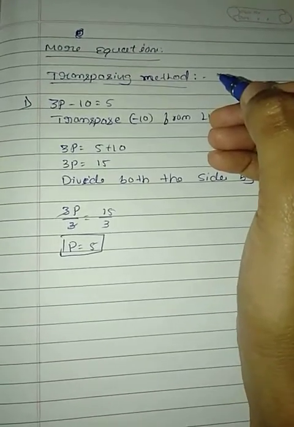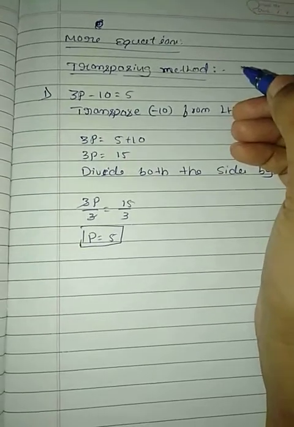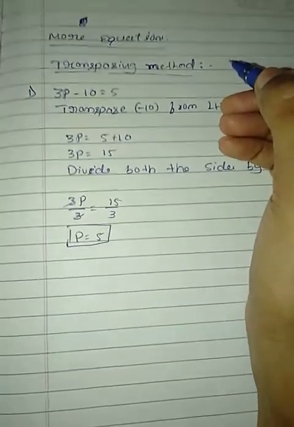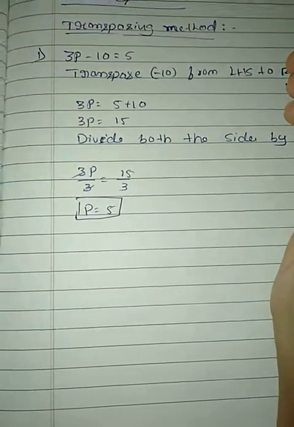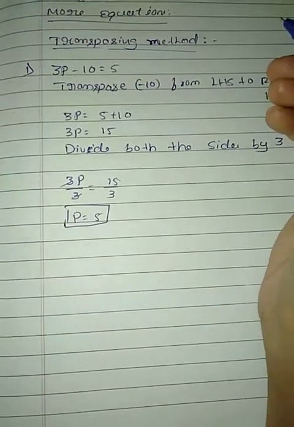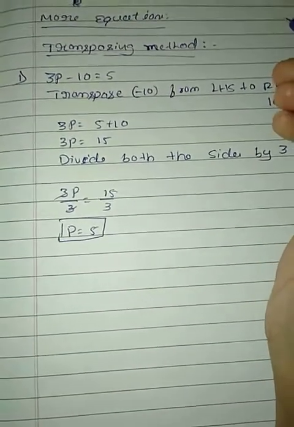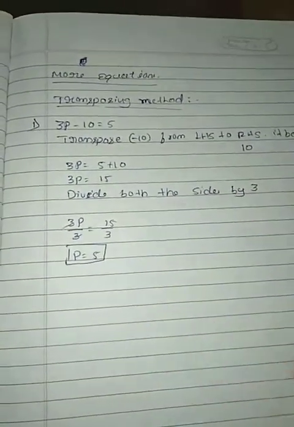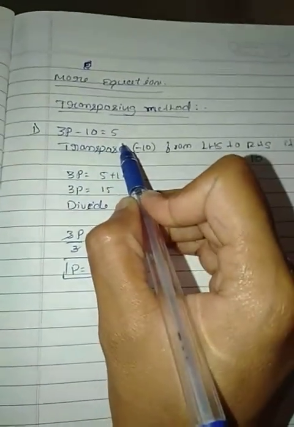So what is the transposing method? This method says that transferring or transposing a number is the same as adding or subtracting the number from both sides. In doing so, the sign of the number has to be changed. So let us take an example. See here, this is 3p minus 10 is equal to 5.